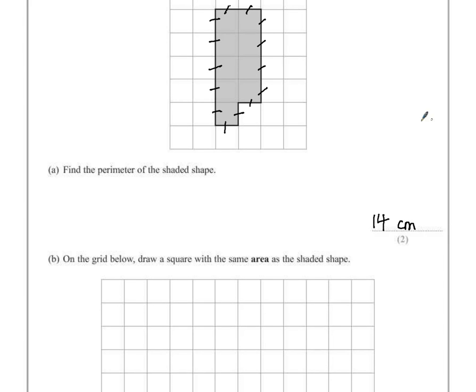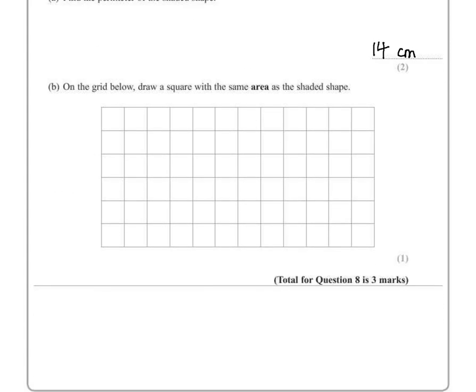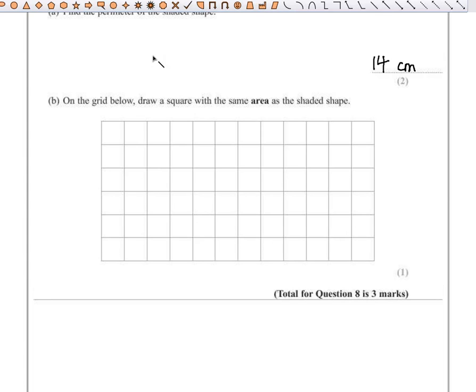Part B. On the grid below, draw a square with the same area as the shaded shape. Area is the space inside the shape then. So we have 1, 2, 3, 4, 5, 6, 7, 8, 9 squares inside this shape. So all you need to do is to draw a square with an area of 9 squares.